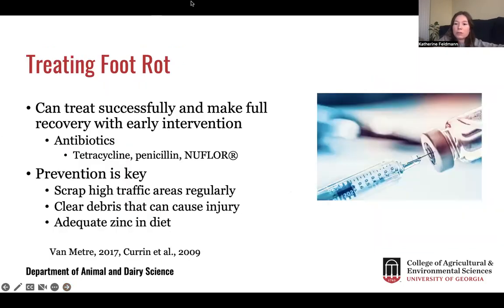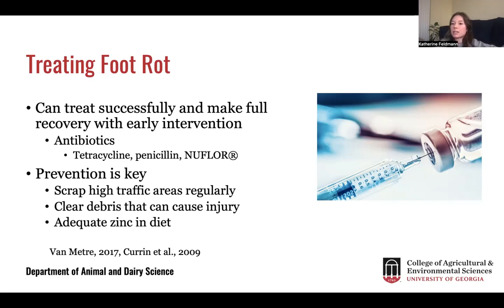So treating foot rot, luckily, if it's caught early on, it can be treated very successfully and animals can make a full recovery. So early intervention is very important. And the way that we treat foot rot is using antibiotics. So the main class of antibiotics used is going to be tetracycline. I've seen in literature papers discuss the use of penicillin or Nuflor, which is primarily used in bovine respiratory diseases. But these kind of drugs are not as common in treating foot rot. It's going to be predominantly that tetracycline.